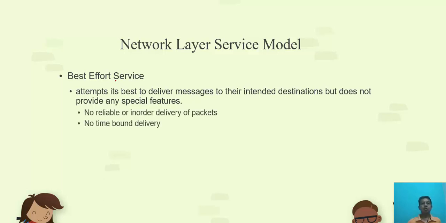There is no guarantee that packets will be reliably and orderly delivered, or that packets will be delivered within a definite time period. We had already seen that due to such a model, if such services are required, they should be handled by the upper layers. For instance, reliable delivery was handled by TCP in the transport layer. This simplistic best effort service means there is less overhead in the implementation of the network layer.